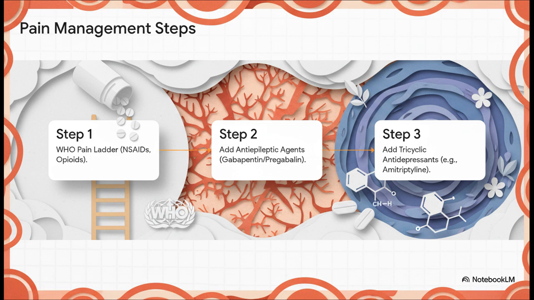Step 1 is your foundation. Manage that nociceptive pain using the standard WHO pain ladder. So NSAIDs, and if you need them, opioids. Step 2 is to bring in a weapon specifically for the nerve pain. And that means adding an anti-epileptic agent like gabapentin or pregabalin. Then, if you're 2 to 4 weeks in and the pain still isn't under control, you move to step 3. Add a tricyclic antidepressant like amitriptyline.